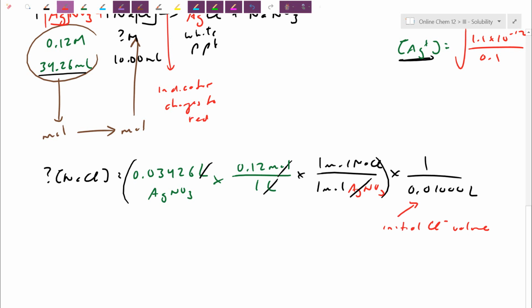But 0.03426 times 0.12, divided by the 0.01, gives me the concentration of chloride to be 0.41 molar. And again, via a stoichiometry problem, via a titration, I've been able to determine an unknown concentration.